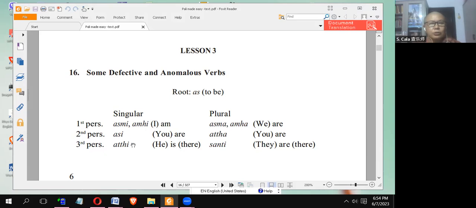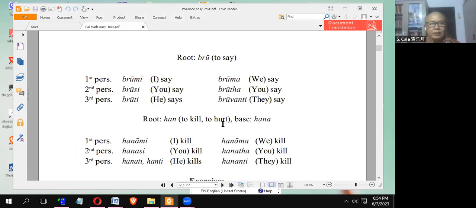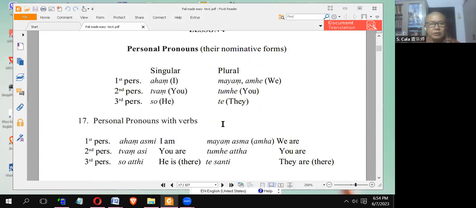Last time I already showed you how you get the ati. As with the root, as plus the t. Then as plus the anti. As plus the si and then as with the ta. So as with the mi, as with the ma. So you have this one also.